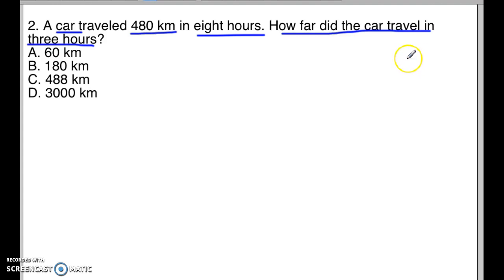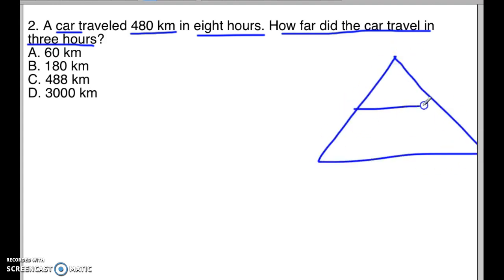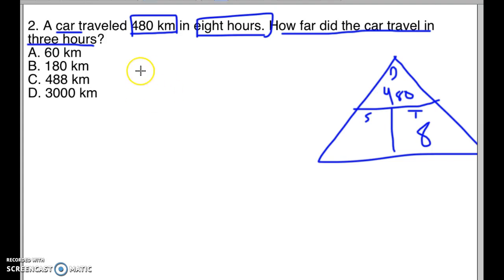Obviously, one of the first things I'm going to do, I'm going to draw my DST triangle. Distance, speed, and time. And looking up here, I have 480 kilometers. I know that that is distance. And I have 8 hours, and I know that 8 hours is time. Now, we've done this before. We won't mess it up this time, hopefully, and I did not.